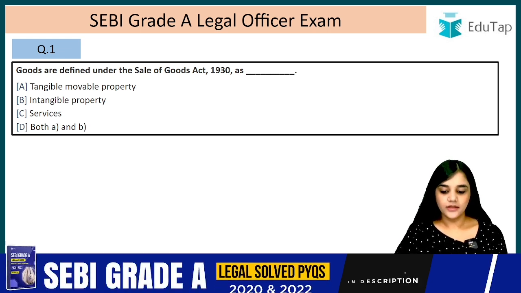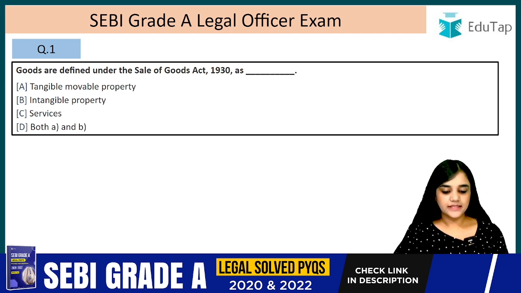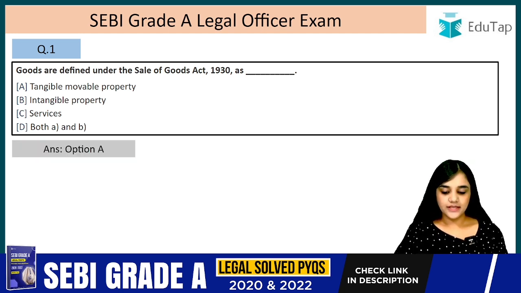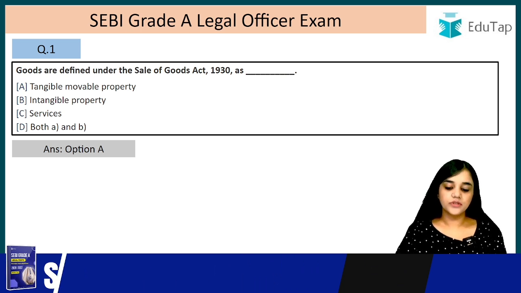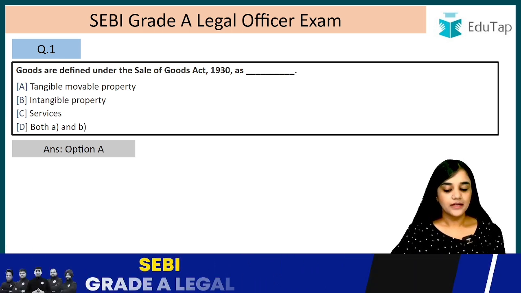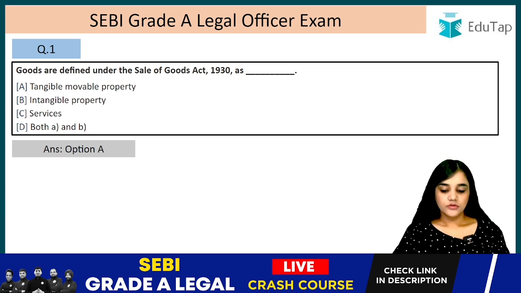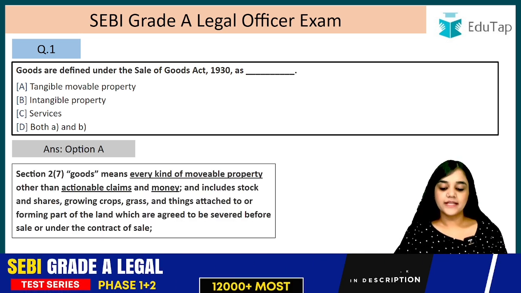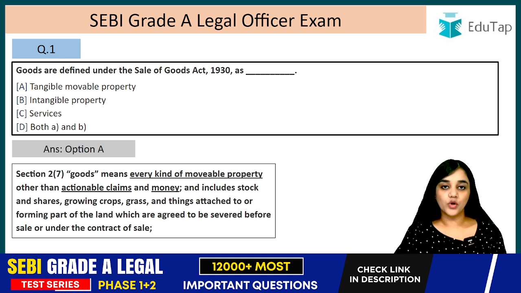So let's start. Goods are defined under the Sale of Goods Act 1930 as. So the answer for this is option A. They are tangible, movable property, right? The subject matter of a contract of sale, that is between the buyer and the seller, is goods. The goods have been defined in section 2(7). This is a very important definition. You must know each and every word, what it means and what it says, right?